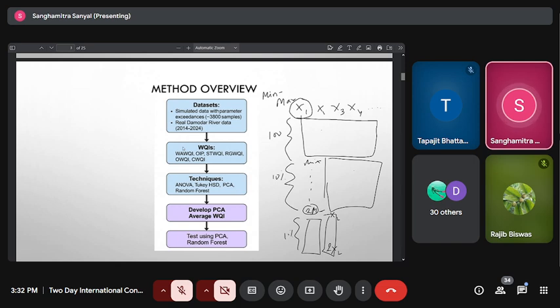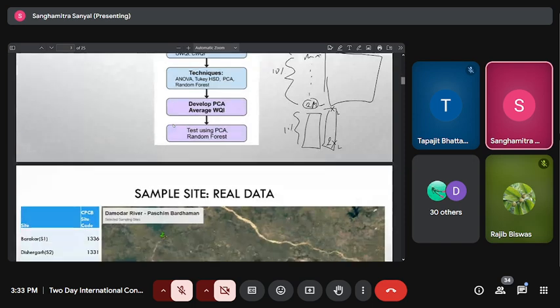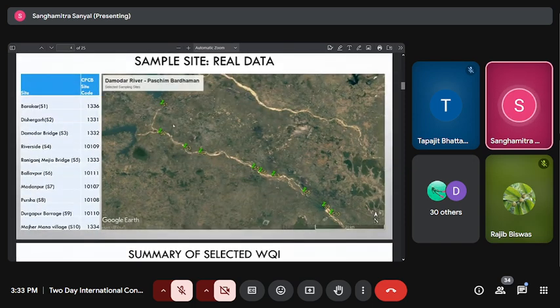Monthly data was available from the West Bengal Pollution Control Board website. And basically, they were also analyzed to see whether these water quality indices are all behaving the same way, like it behaved with the simulated data. The sample sites, according to West Bengal Pollution Control Board, start from here, S1, that is Borakar.